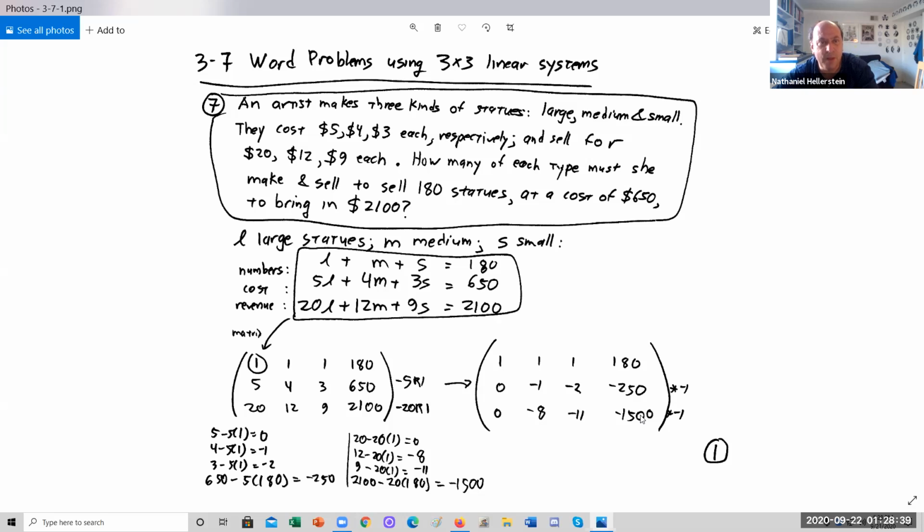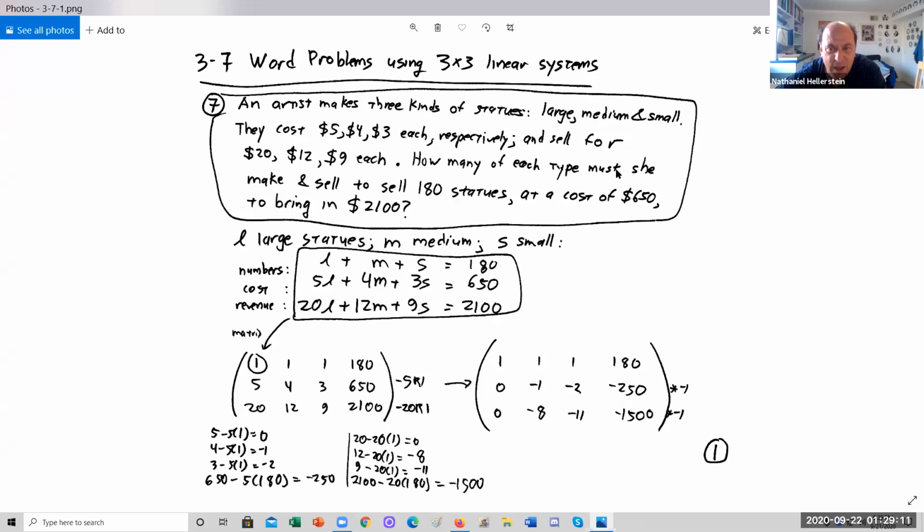Here we go. For problem 7, we have an artist who makes 3 kinds of statues: large, medium, and small. And we want to know how many of each, so we'll call it L large statues, M medium statues, and S small statues. Those will be the variables we'll solve for. The statues cost $5, $4, and $3 each, respectively, and they sell for $20, $12, and $9 each. They cost the artist that much, and the artist sells them for that much.